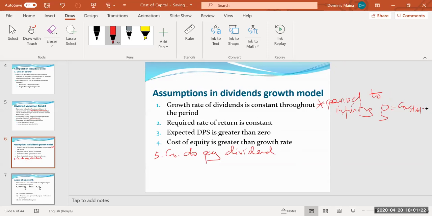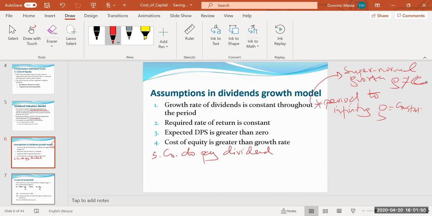You can have scenarios where the growth in dividend can be what we call the supernormal growth period. Just to make a further comment on it: there could be scenarios where g is not constant, so it's not always the case. During the supernormal growth period, g is not a constant. But during the period to infinity, g must always be a constant.